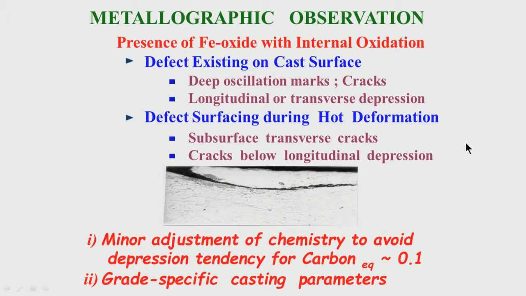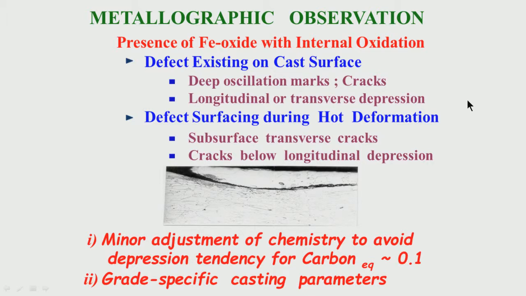So, this is important. How can it happen? That means the defect was existing near the cast surface, on or slightly below the cast surface. It may be due to deep oscillation marks, because under those there may be cracks. There may also be a depression, and under the depression there may be a crack.